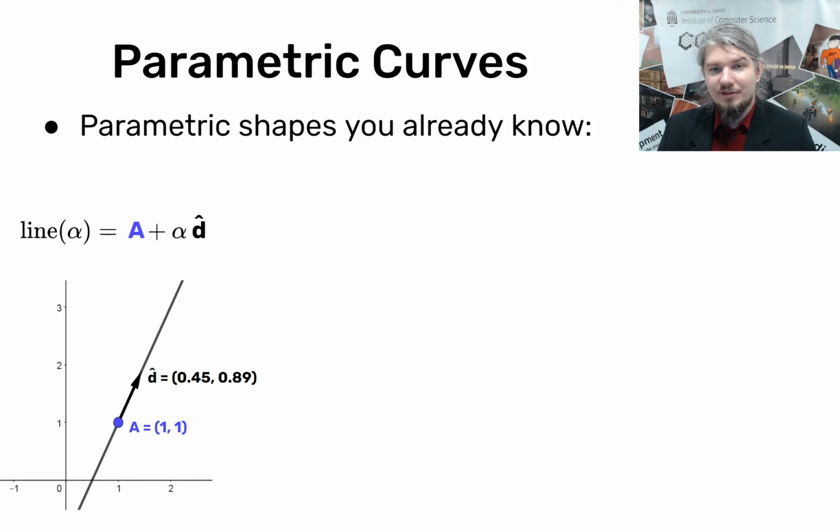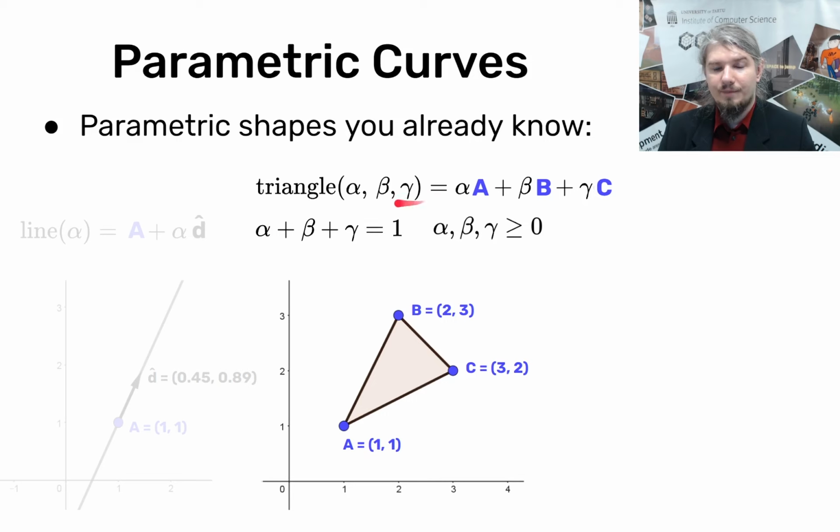Now there are some parametric shapes you already know. For example, we learned the line equation. So if we want to make a parametric line, we can have a point on the line and a direction vector. And if we take that point plus some parameter alpha times the direction vector, then we will get points along this line. And we also saw a triangle. So if we take three vertices, A, B and C, and we take this convex combination of those, then these coefficients, alpha, beta and gamma, can be the parameters of this function. Now it turns out that the triangle could also be represented with just two parameters, but for simplicity here we use three that we already saw before.